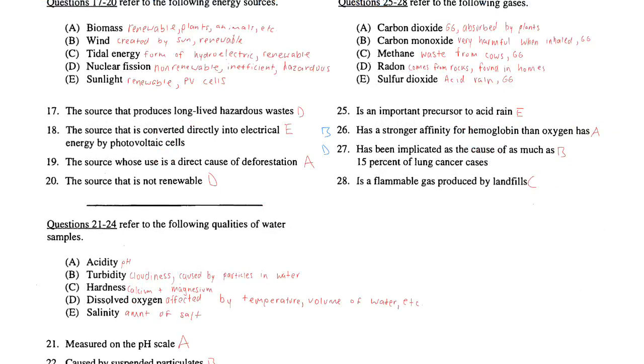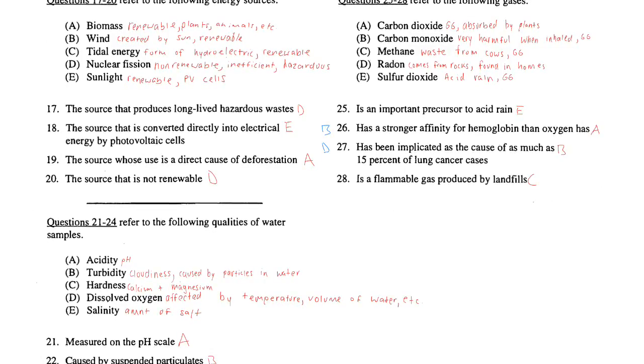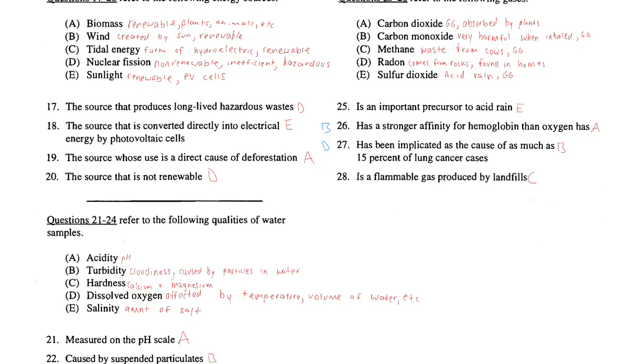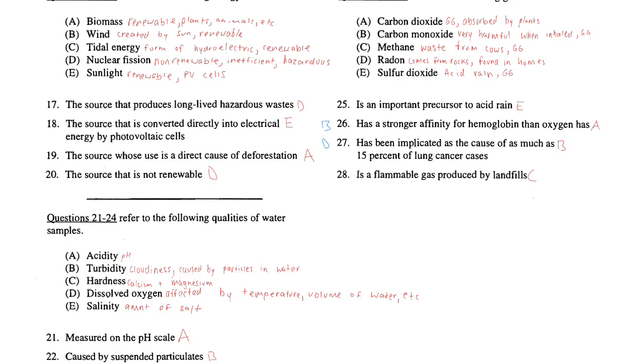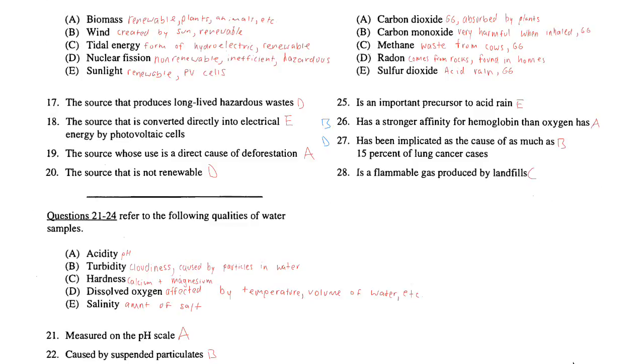For questions 17 through 20, option A, biomass, is renewable, uses plants or animals. Option B, wind, is created by the sun and is renewable. Option C, tidal energy, is a form of hydroelectric and is renewable.